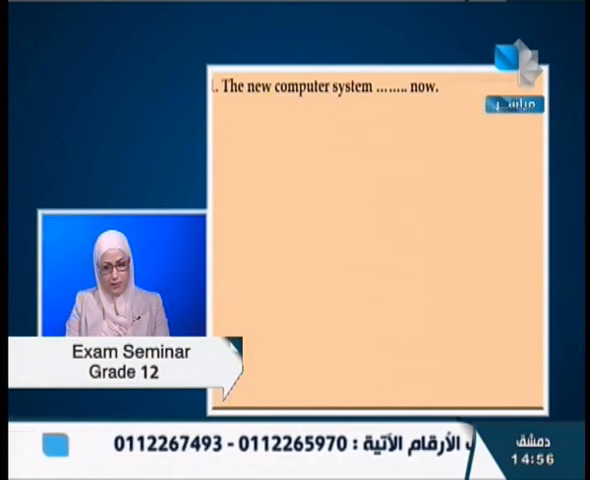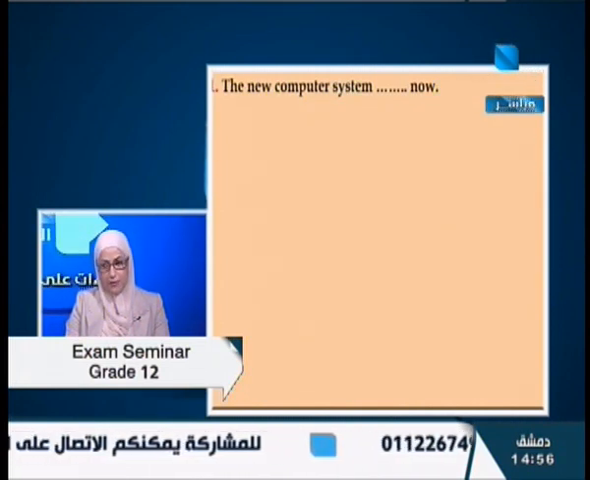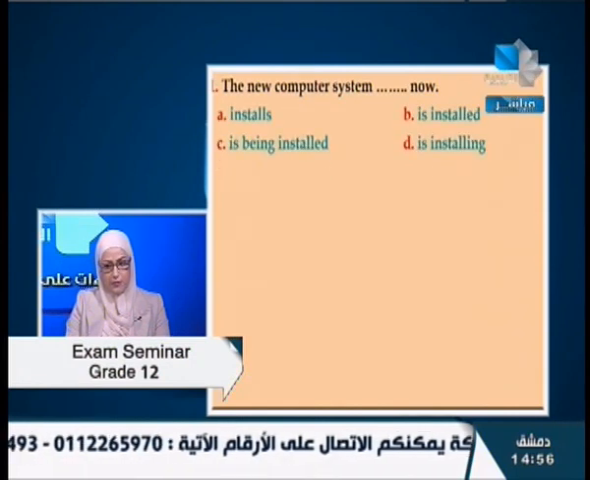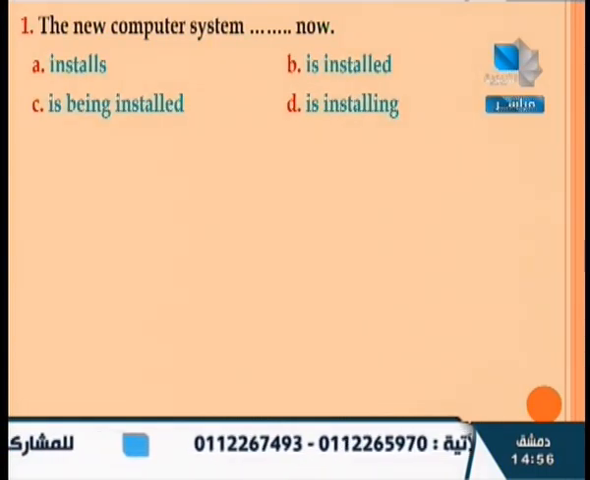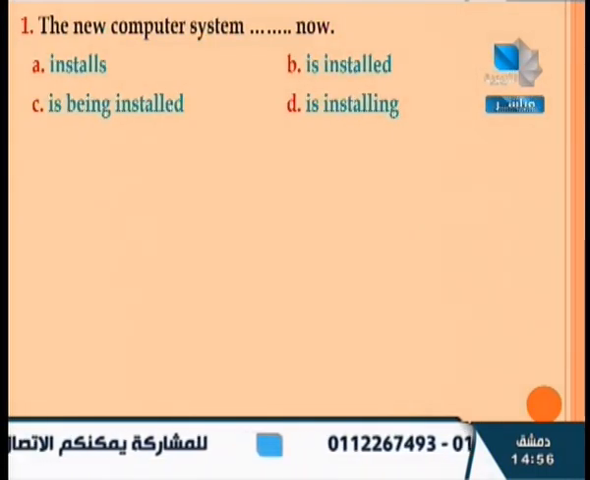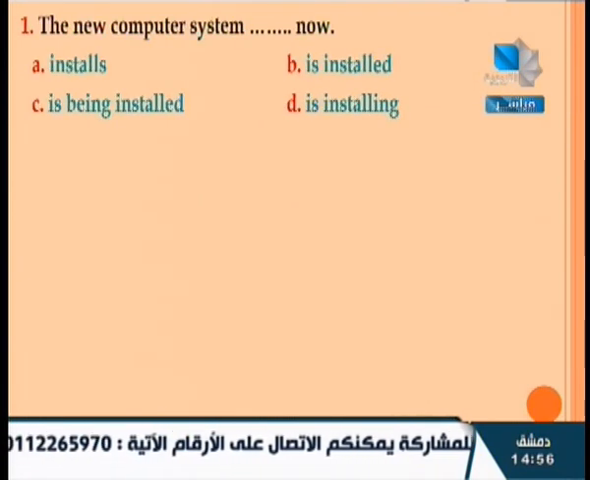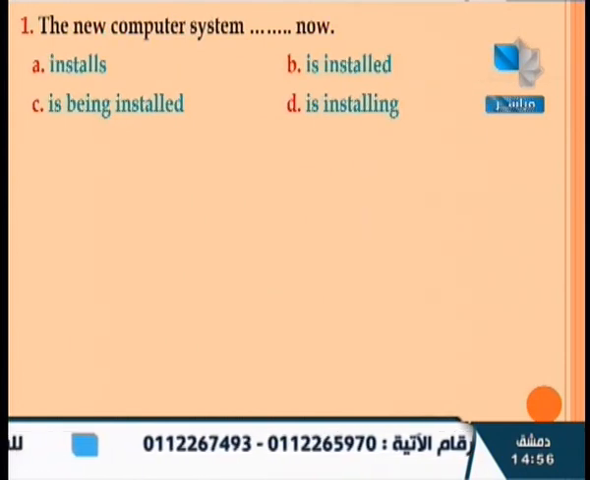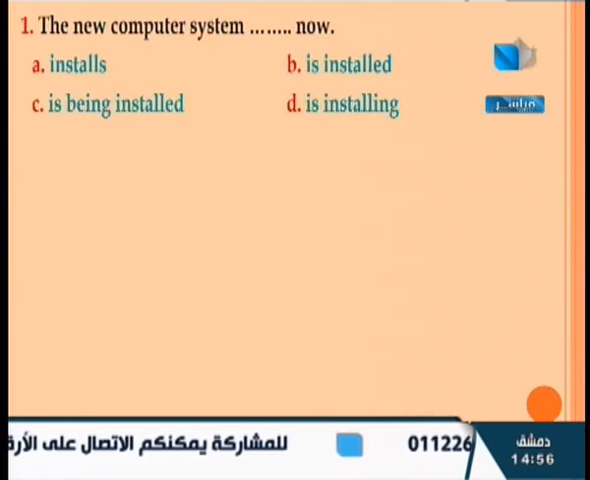First, we have to identify whether the subject performs the action or receives it. The first sentence: the new computer system now. We have 4 choices: installs, is being installed, or is installing. The correct answer is being installed, which is in the present continuous passive tense. It indicates that the computer system is now in the process of being installed by someone.